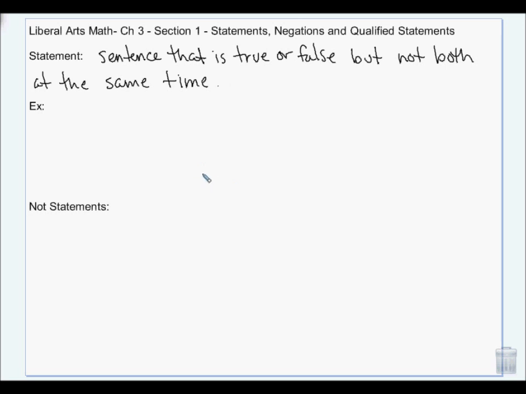Or, you know, I think the sky is... no, wait, I can't say I think, that's an opinion. Okay, the sky is fuchsia. That is a statement. It is a false statement, right? The sky is not fuchsia, it's blue or gray or something. Okay, so an example of statements, I like pizza.